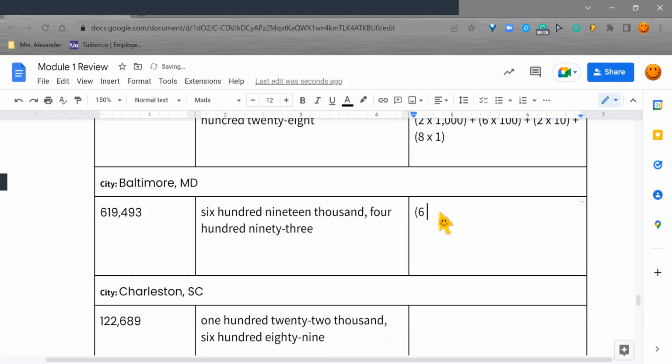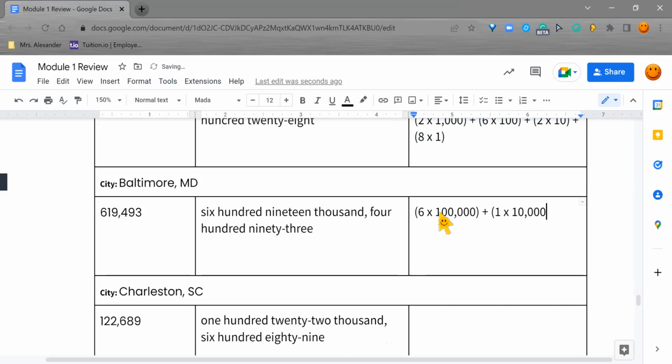We have 6 times 100,000 plus 1 times 10,000 plus, and I know I need to move it down. We have 9 times 1,000 plus 4 times 100 plus 9 times 10 plus 3 times 1.